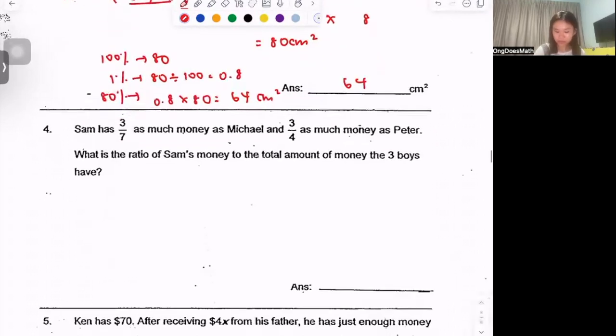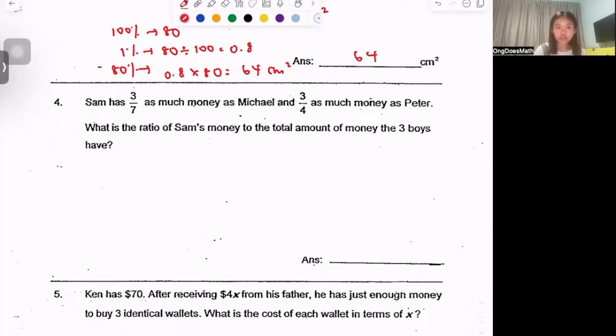Next, Sam has 3/7 as much money as Michael and 3/4 as much money as Peter. What is the ratio of Sam's money to the total amount of money the three boys have? So let's look at the fractions individually.